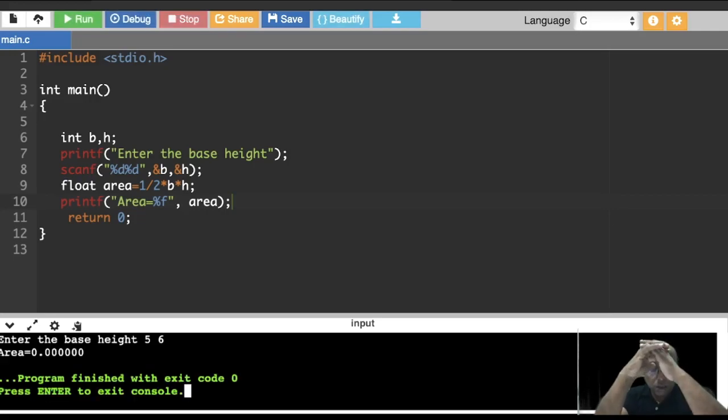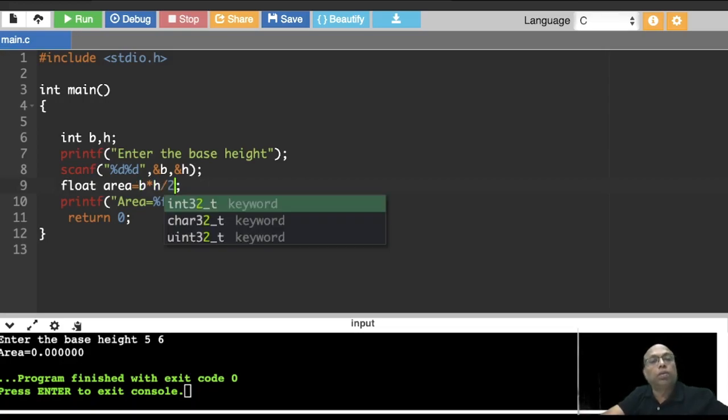Oh, I got the answer 0. Why? The answer should have been 15 in this case. It gave me 0. Sir, my area is a float, but it's giving me 0. Why? At the same time, if I want to change, simply I'm going to do like this.